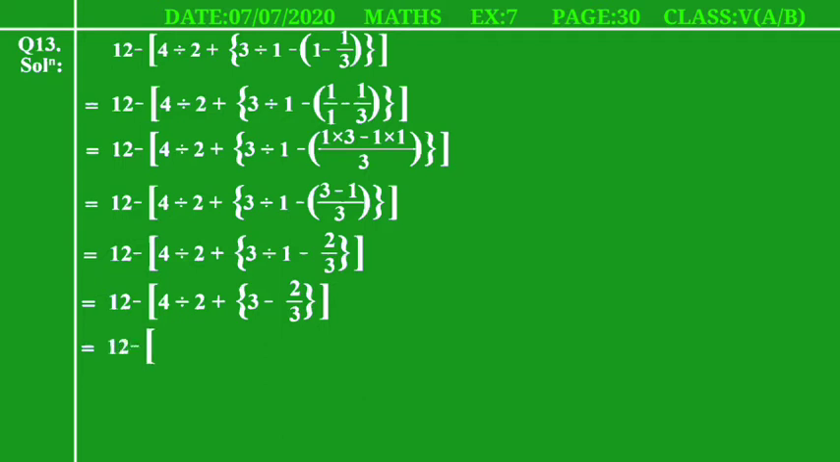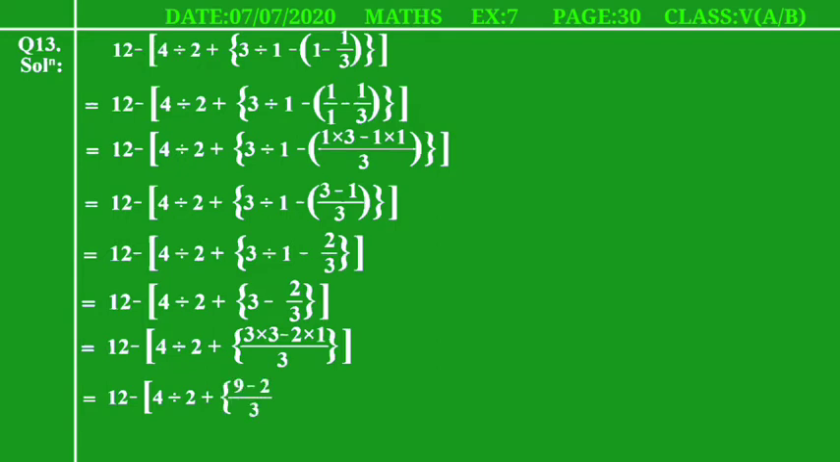Again, for this 3, the first number inside the curly bracket, the denominator is 1. And after taking the LCM, subtract the fractions. That is 3 into 3 minus 2 into 1, whole divided by 3. Now multiply the numerators first. This will give you 3 into 3 is 9, minus 2 into 1, 2.